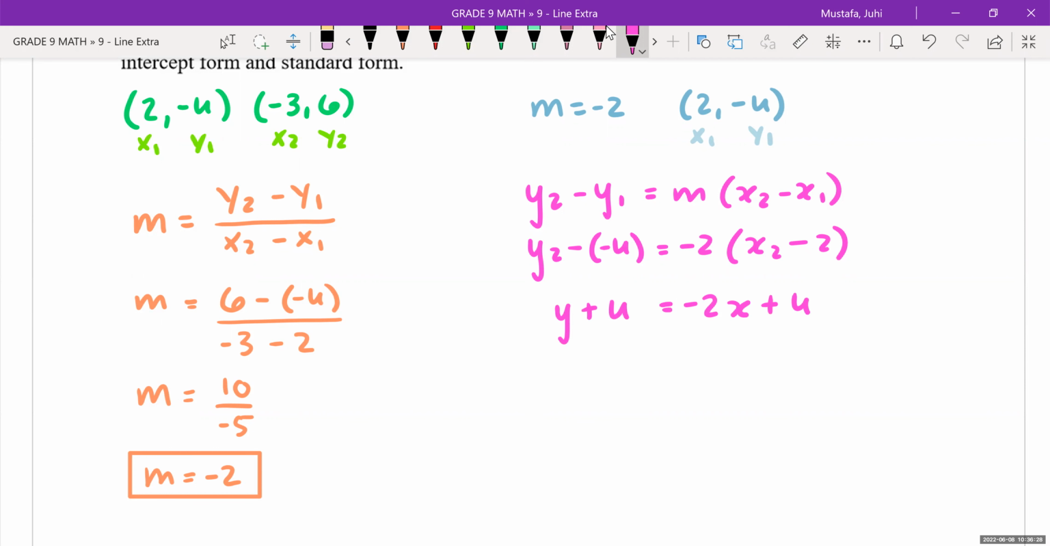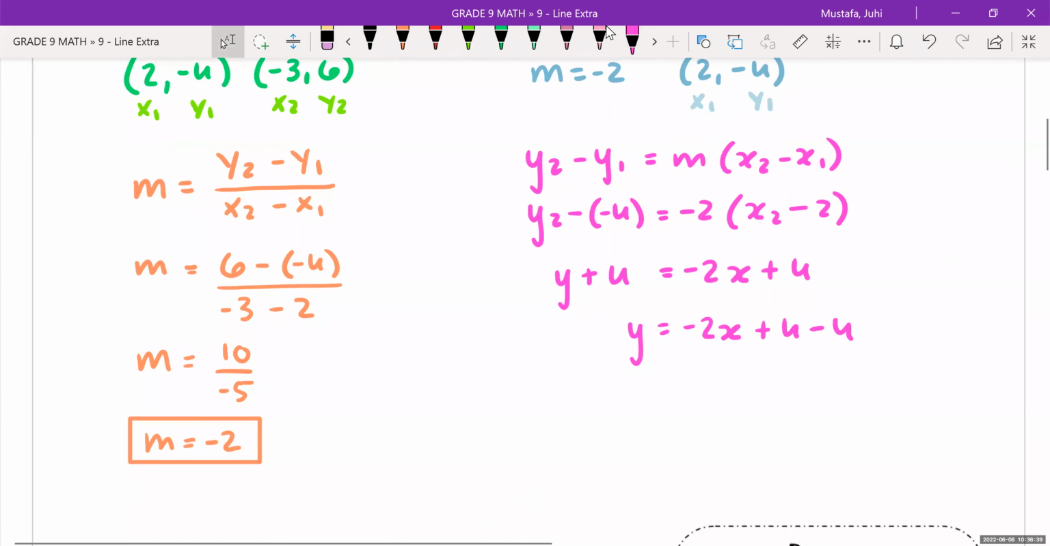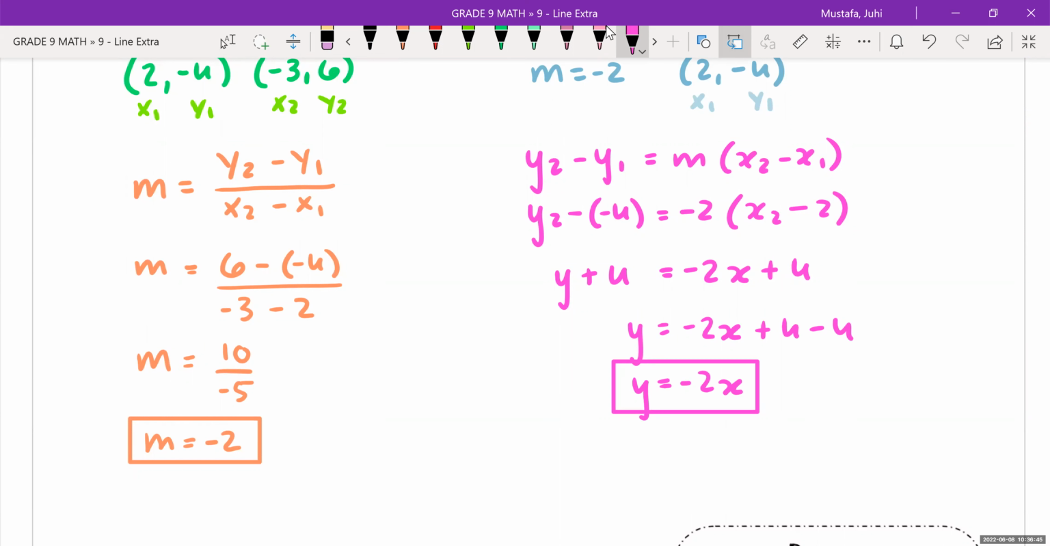How do I get this into y is equal to mx plus b form, slope-intercept form? I'll just move the 4 to the other side. So it's going to be y is equal to negative 2x plus 4 minus 4, which is going to give me a final answer of just y is equal to negative 2x.